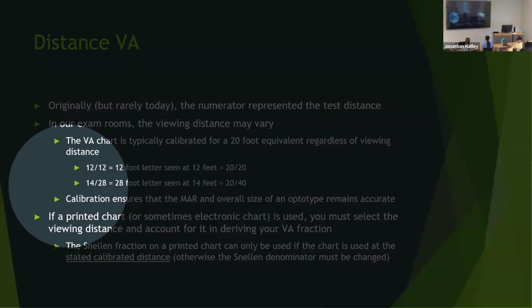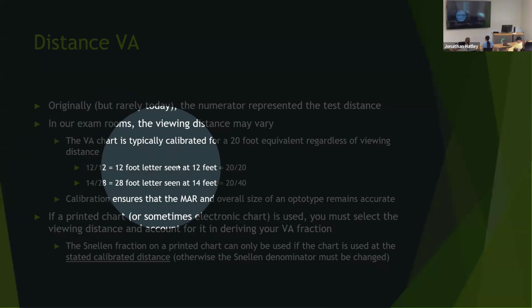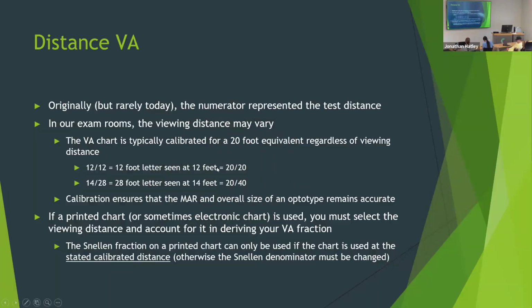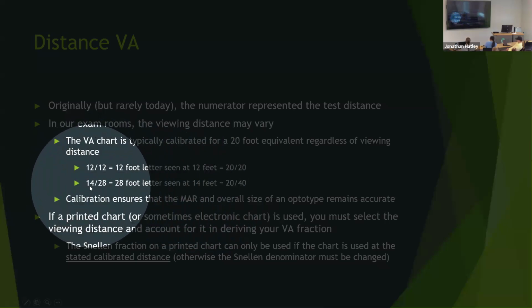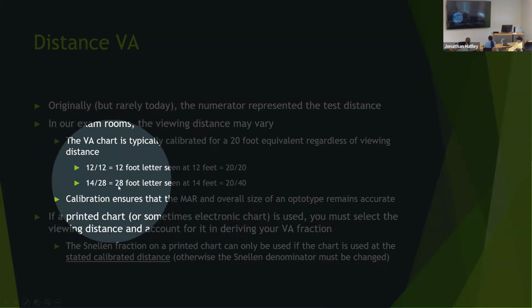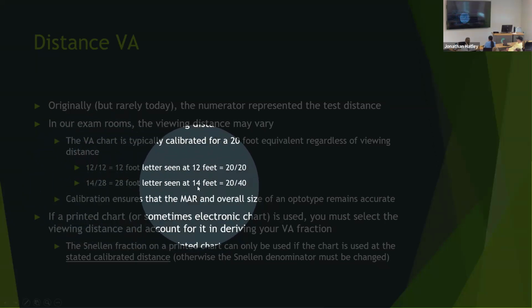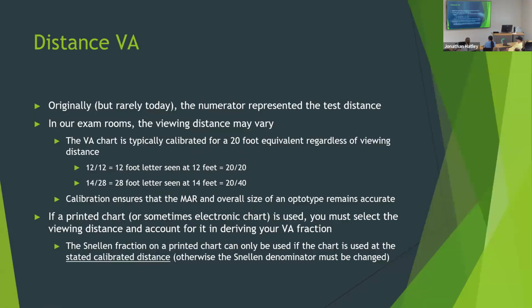So you can see here a couple of examples. A 12/12 letter, a 12-foot letter seen at 12 feet, is still equivalent because of the angle of resolution to a 20/20 letter. A 14/28 foot letter size. So the chart in this case was held at 14 feet. The patient read a 28-foot letter. And so in that case, the equivalent would be 14/28. And this, if you then switched it back into a Snellen format, would be 20/40 in that case.